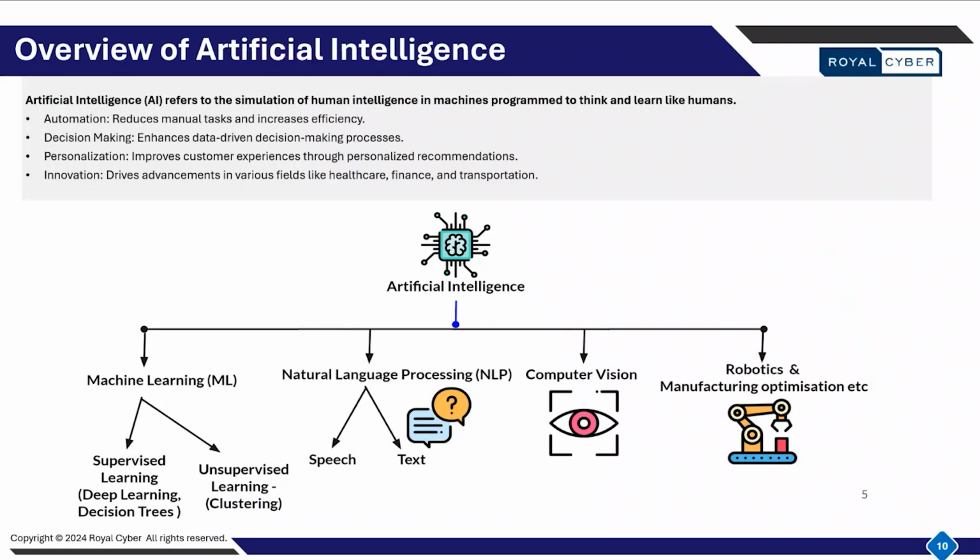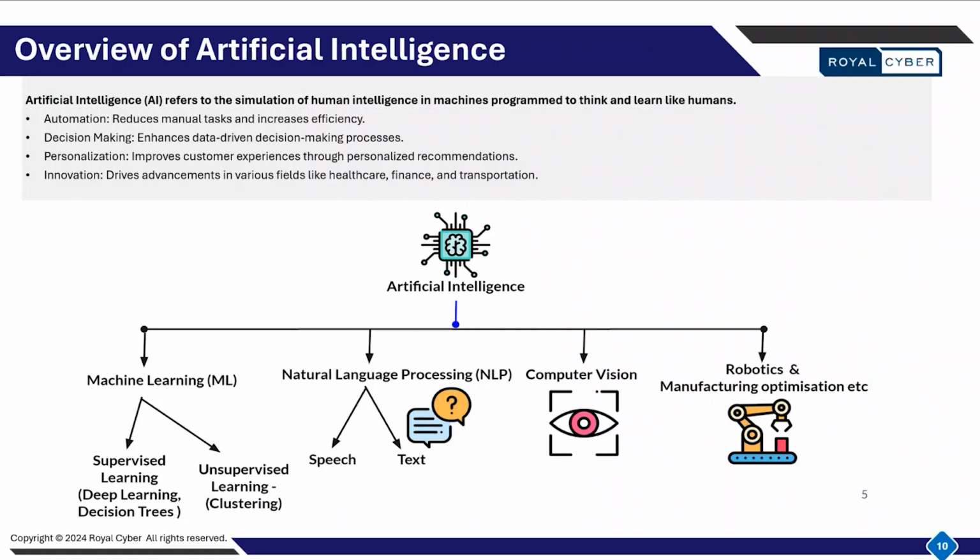The second one is natural language processing, which enables machines to understand and generate human language, including both speech and text. Another one is computer vision, which allows machines to interpret and make decisions based on visual inputs, such as recognizing objects in images or videos.